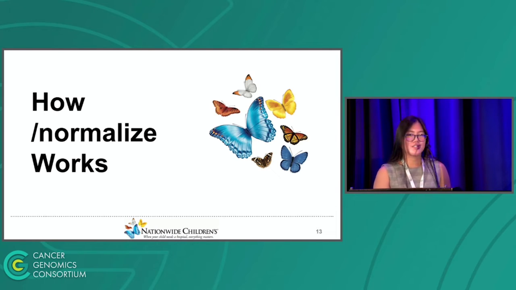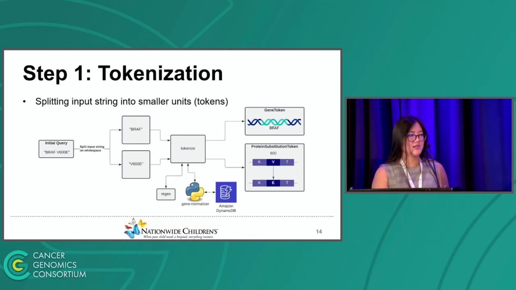Now that I've introduced you to what the Variation Normalizer is, I'm going to dive into the fun part on how exactly it works. The first step is tokenization, which splits the input string into smaller units, also known as tokens. First, we take the initial query, BRAF V600E, and split on white space to give us two separate strings, BRAF and V600E. To the machine, this is just a string of characters. There is no meaning. It's just 4 characters in a string.